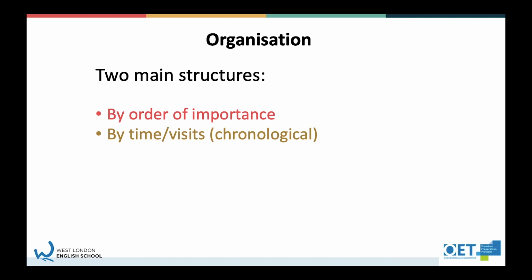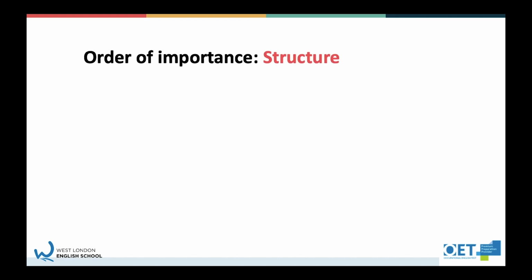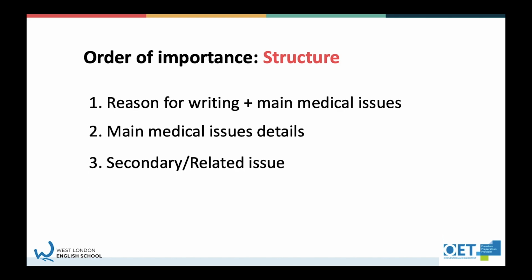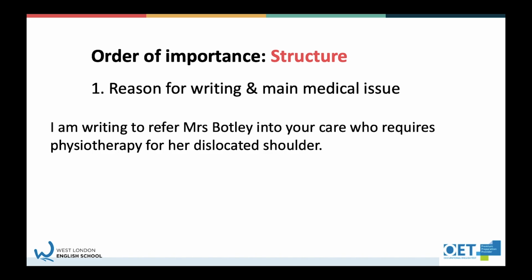So we're going to start by looking at order of importance. Now, this is probably the most common way of organising your letter, to be honest, just because it clearly expresses the main problem to the reader right at the beginning. So this is the typical structure. It's the reason for writing and the main medical issues. Then we get details on the main medical issue and then any related issues. And finally, the discharge or the management plan. So let's have a look at some examples.